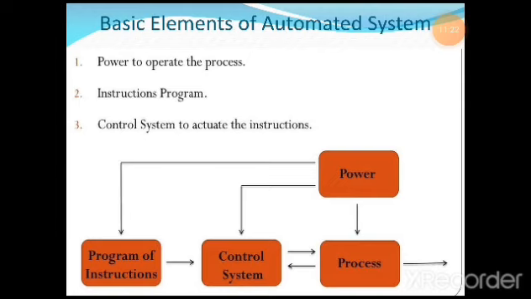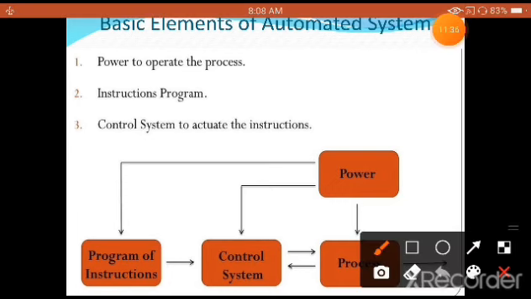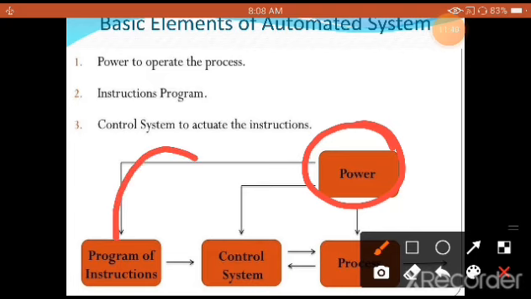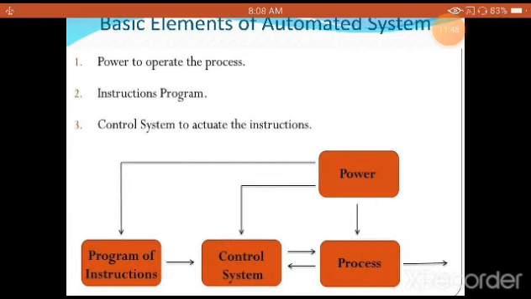So power is needed to accomplish the process and to operate the system. The whole process is carried out only if power is present. The same power goes to the program of instructions, the same power has to go to the control system, and the same power is used for carrying out the process, meaning machining. So the second step is the program of instructions.